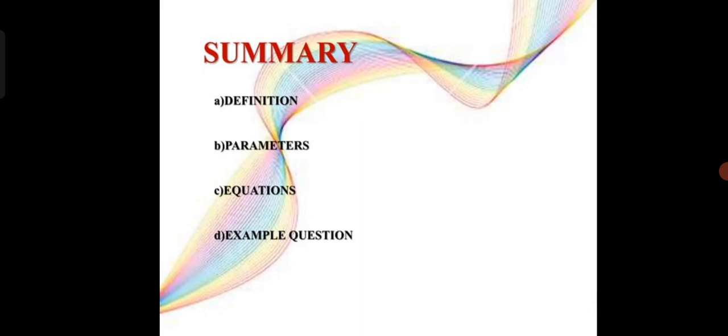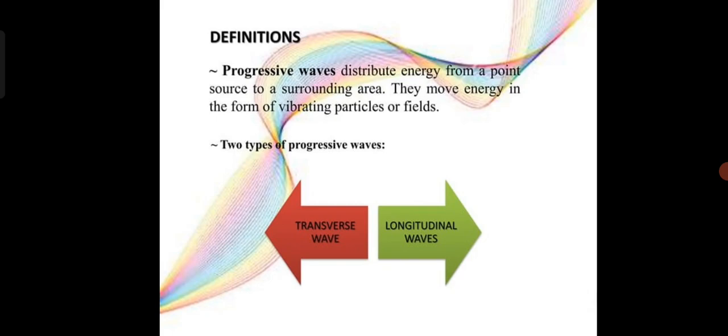Today my topic is progressive waves, and this topic comes across in aerodynamic structures. Basically we discuss four parameters: first of all definition and parameters, equations, and for example solved questions. And basically the definition of progressive waves.